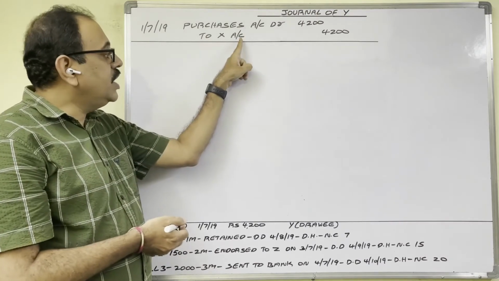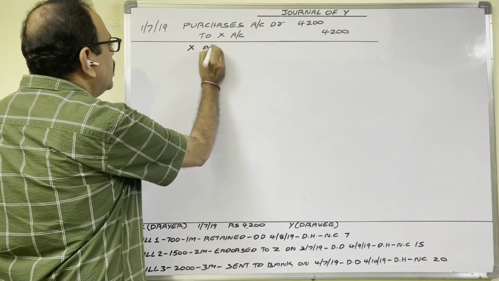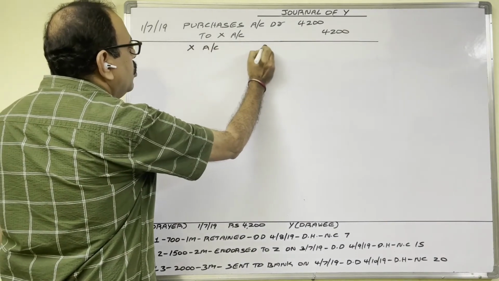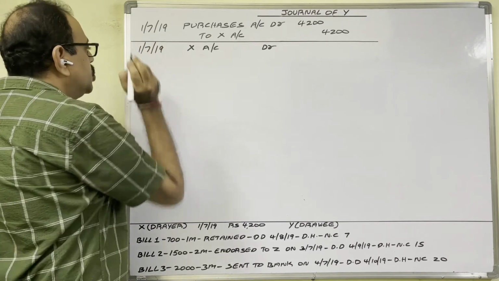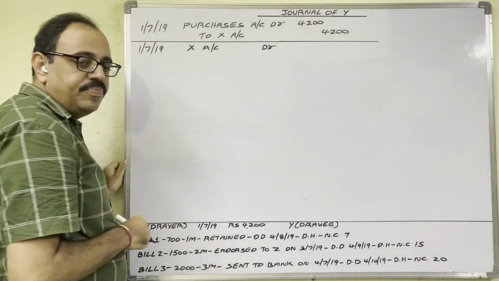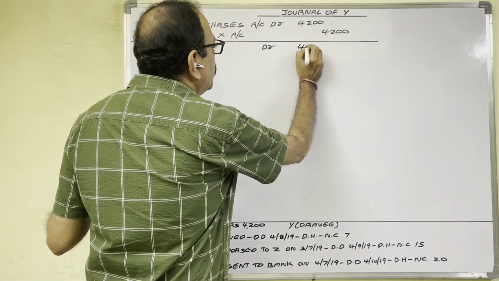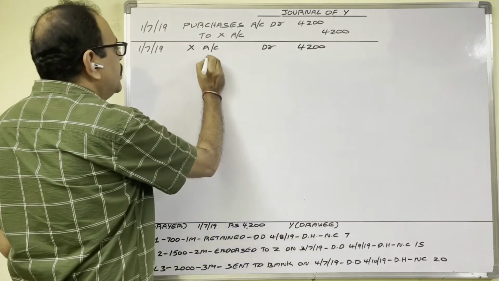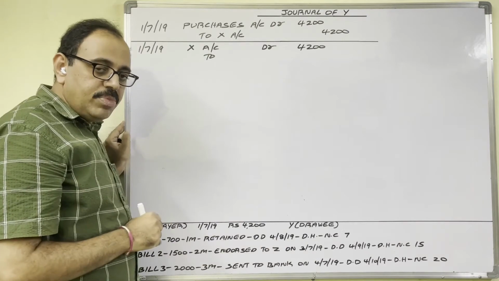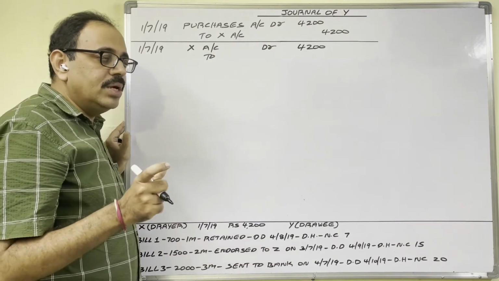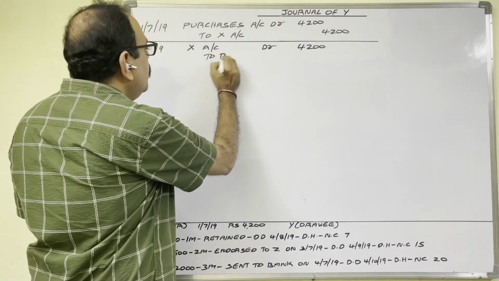By crediting we created this liability. If you want to cancel, you have to debit. So X account we have to debit. On the same day he accepted the bills, no? Acceptance date is also same. Amount, X amount 4,200 rupees. And same liability, creditor liability is converted into bills payable liability. So bills payable is a liability. Liability shows a credit balance. Therefore, you have to credit.